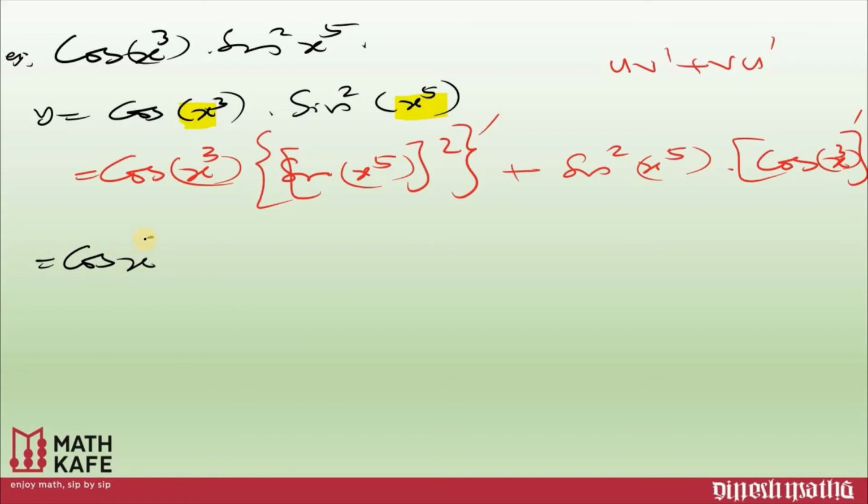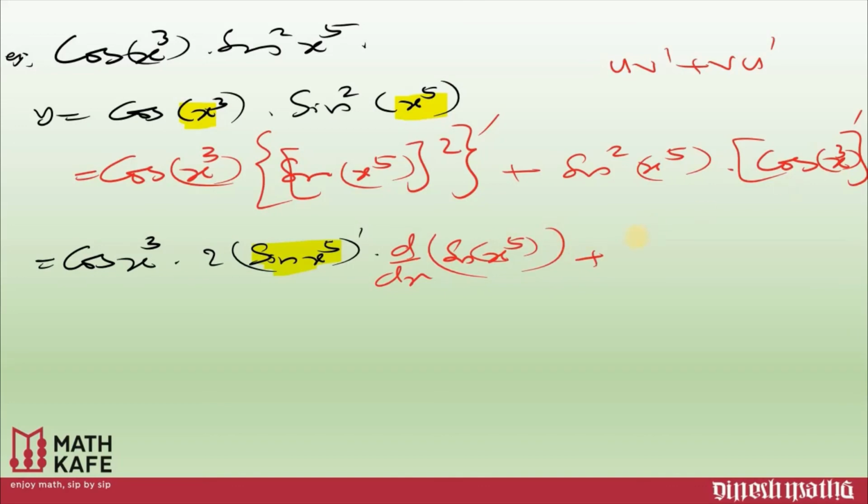Cos x cube. Again, this is a power. The most important one, push it down. So 2 sin x to the power 5 raised to 1. And as this is not an x, we need to differentiate it again. Derivative of sin x to the power 5, plus we have here sin square x raised to 5 into what is the derivative of cos x cube? Cos means minus sin x cube into the derivative of x cube, which is what? 3x square.